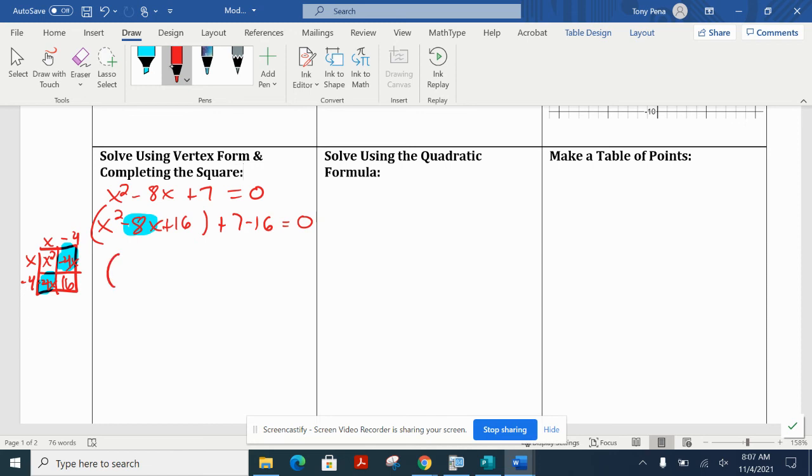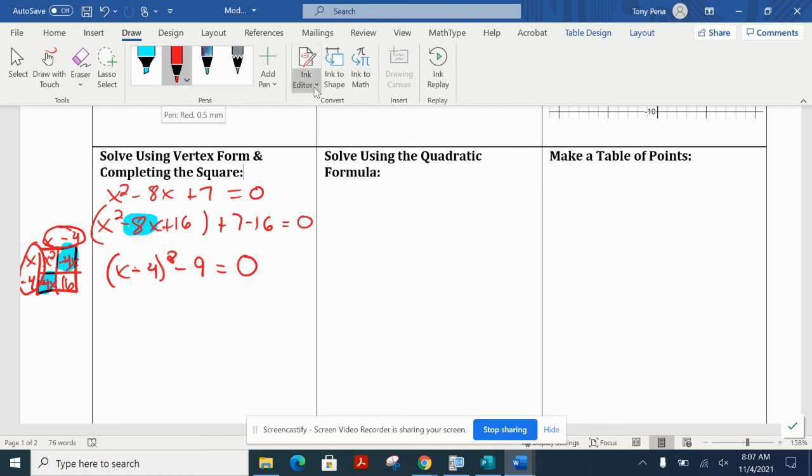Then we can write this in vertex form. So this is going to be x. Notice what we have here. It's an x minus a 4 multiplied by an x minus a 4. So x minus 4 squared. When we add these constants in the back, you're going to get a -9. And then that's going to equal 0 still. That's us putting it into vertex form.